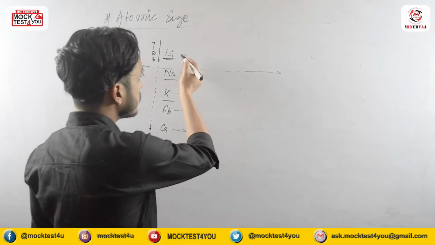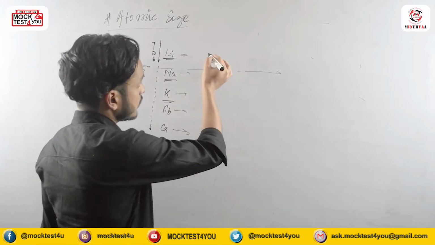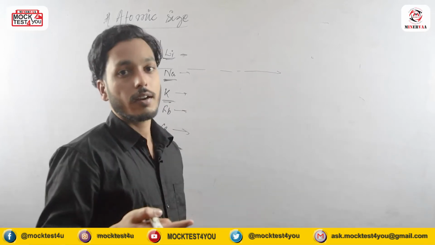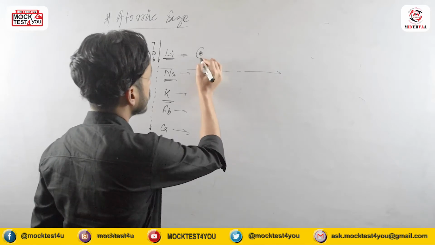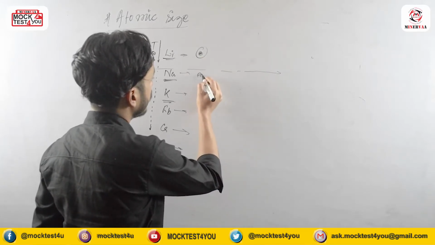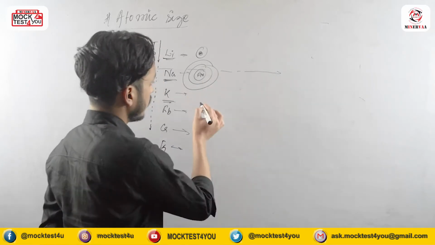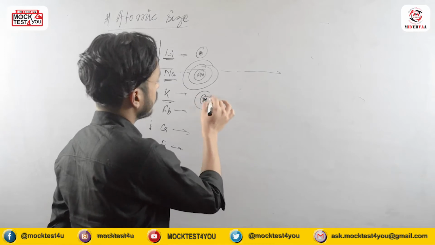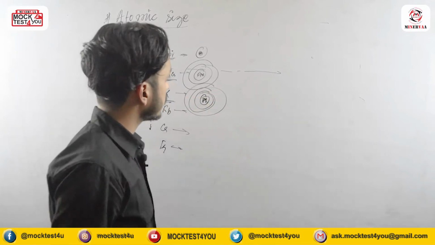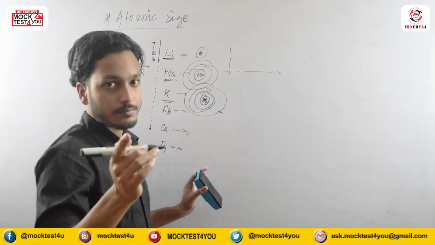How? Because as the atomic number is increasing, the number of shells will increase, right? Suppose it was proton and neutron with the first shell, so here it will become proton, neutron, first shell, second shell, right? Two shells. And here also, you will see it becomes 1, 2, 3, 4. Which means that as we go down the group, the number of shells is increasing, right?